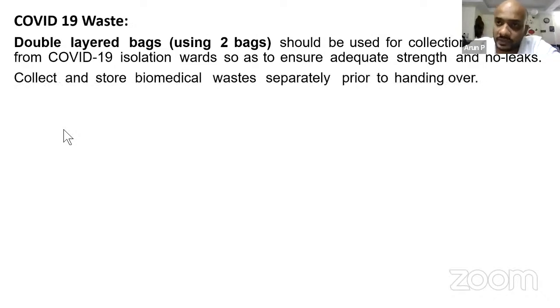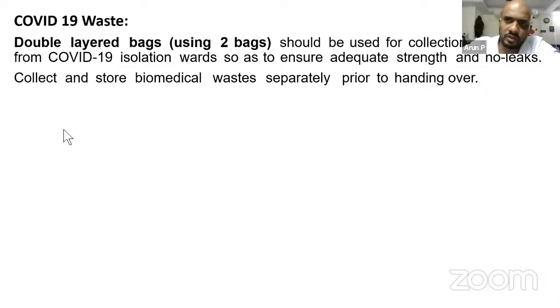So for COVID-19, they had used a separate protocol. Not much of a difference, only slight changes were made. Instead of a single layer bag, COVID-19 wastes were collected and segregated using double layered bags. So instead of using one yellow, one red, one blue, they will be using double layered bags. Double layered bags were used for collecting waste from COVID-19 isolation ward so that there is no leakage. That is why, to prevent leakage, they were using double layered bags.